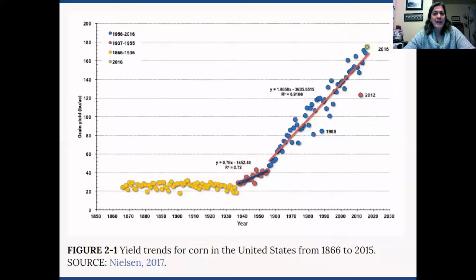So for selectively breeding crops, this is interesting. This is yields for corn in the United States. And this is not total corn produced. This is grain yield in bushels per acre. So what that shows is that for each acre, starting at about the 1940s when the Green Revolution started, our ability to produce more corn per acre has gone up pretty drastically.